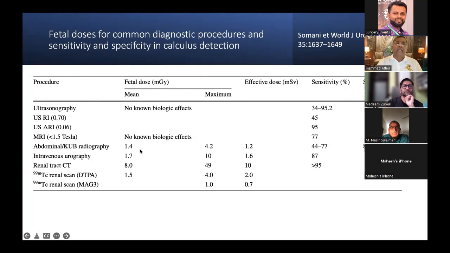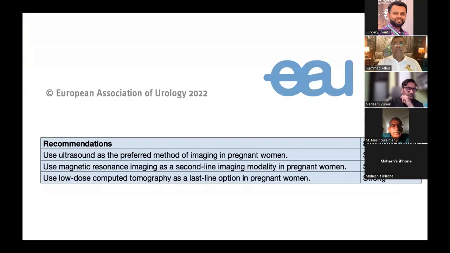The abdominal X-rays obviously give some radiation and they're not very sensitive. The IVU is hardly used these days. CT, again, is very highly sensitive and very highly specific, but it gives a little higher dose of radiation, so you need to really justify if CT should be done. This is the EAU guidelines: ultrasound should be the preferred modality of imaging in pregnant women, and the strength of evidence is strong. Use MR as a second line and use low dose CT as the last line.